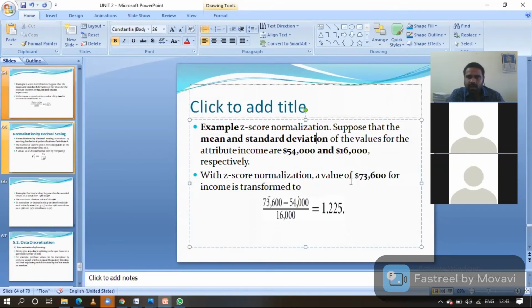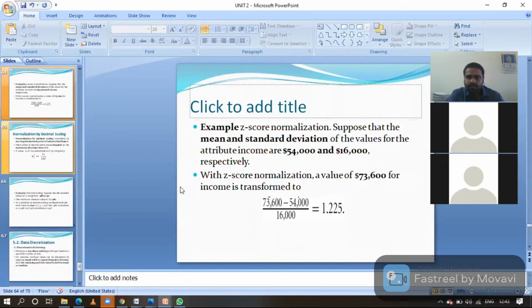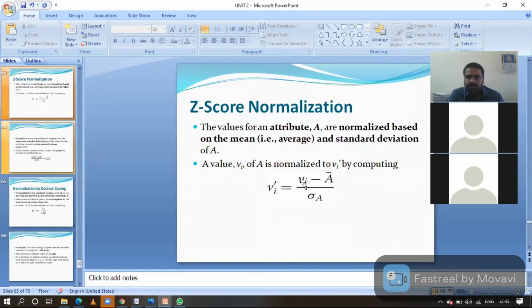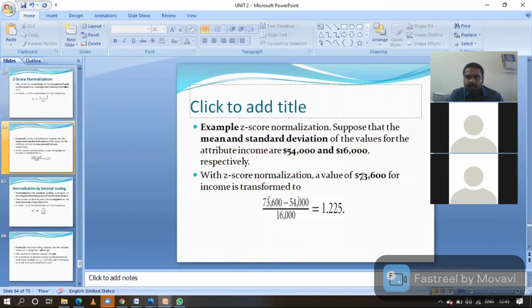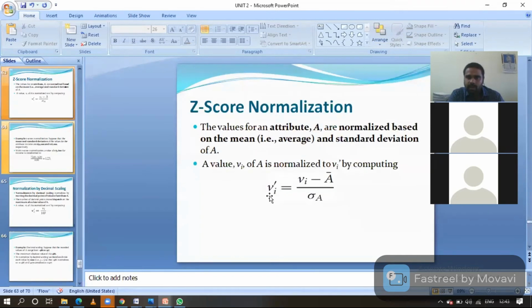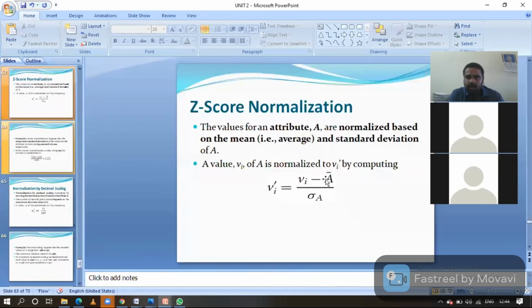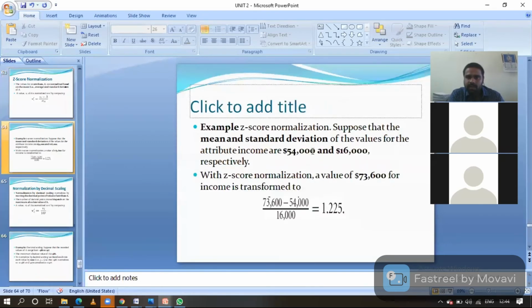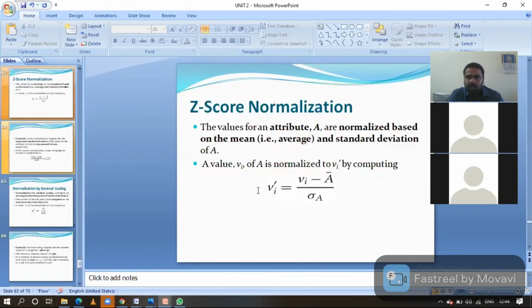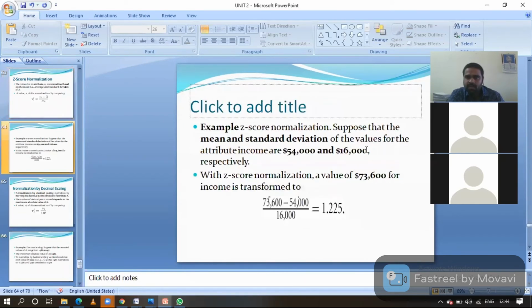What is the formula here, guys? Let us see the formula. That is V A, the old value here, which is 73,600. We are going to convert it to the new value. The formula is V A, the old value, minus the mean. The mean value here is 54,000, so minus 54,000. The denominator is the standard deviation of A, which here is 16,000. Dividing by 16,000 we will get the new value, guys.